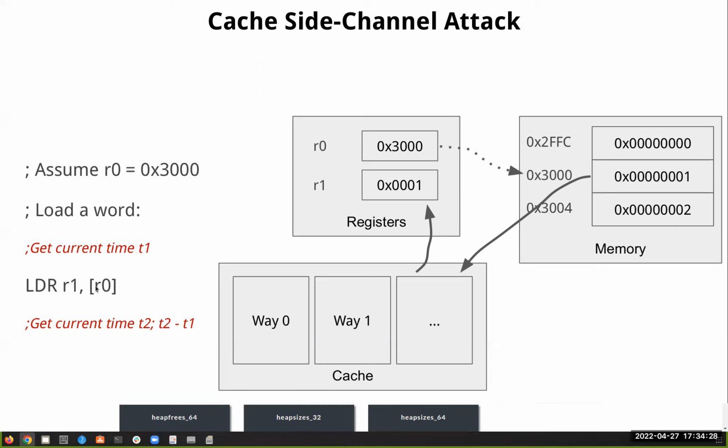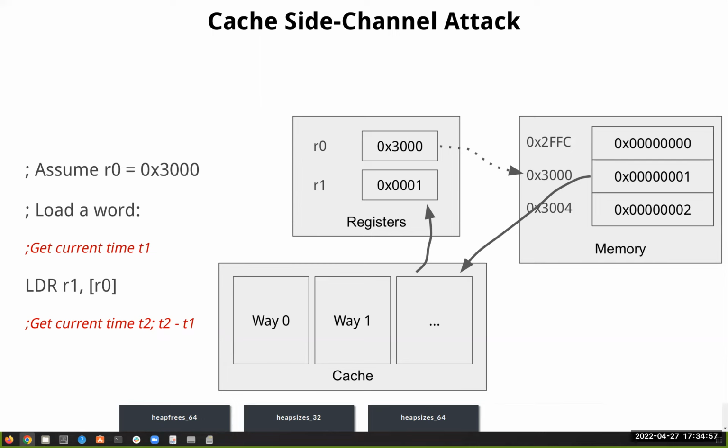This is the instruction. Before the instruction, you get the current time. After the instruction, you also get the current time. Then you get the difference between them. Then you can tell a huge difference if the data is in the cache or if the data was not in the cache.